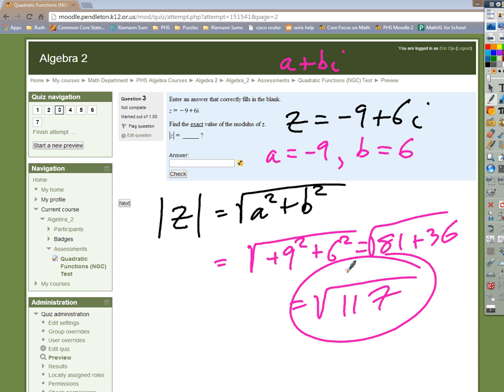Does 9 go into that? I think it does, actually. This is kind of a tricky one. I think that would reduce. 117 is just 9 times 13. So we could write that as 3 times the square root of 13. Okay? All right, we'll pick it up later, tomorrow.